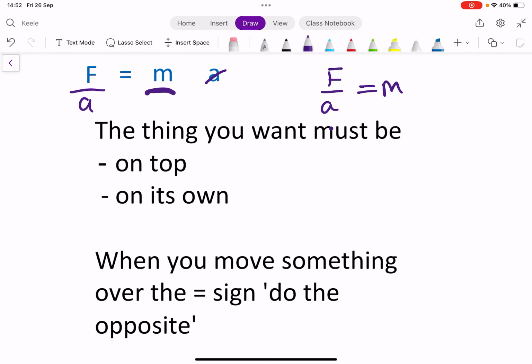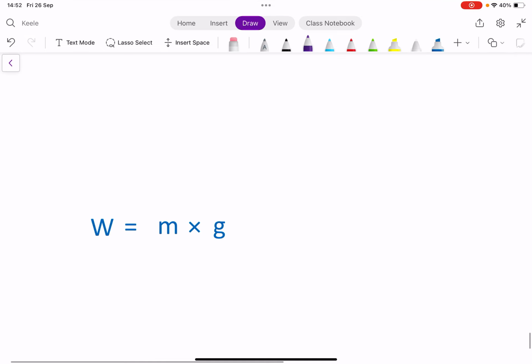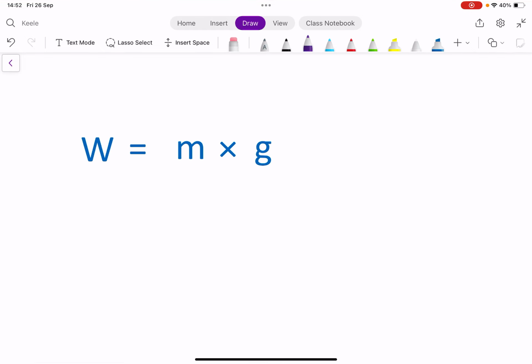Dead easy. Okay, right, let's move on from F equals ma. Let's have a look at weight equals mass times gravity. So first things first, this multiplication symbol can be ignored, but it doesn't have to be, it doesn't matter. Let's say I want g. What do? We leave g where it is. We don't do g equals.